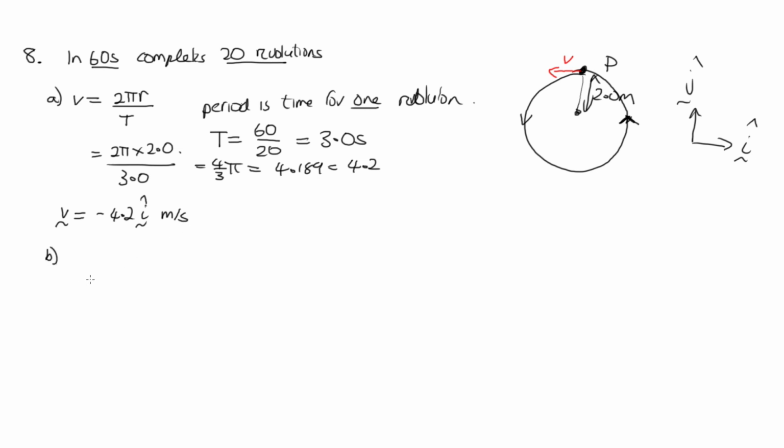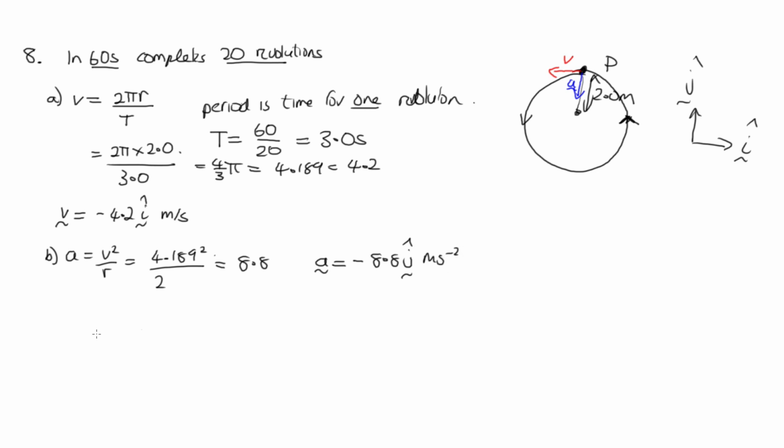In part B, we're asked to write an expression for the acceleration in unit vector notation. So considering the acceleration here is directed towards the center of the circle like that, it's going to be in the negative J direction. And we know that a is equal to v squared over r. So we can substitute in, we worked out the velocity here, 4.189 squared, and the radius was 2. So we can work out what this is. This is 8.8. So this tells us that the acceleration in unit vector notation is minus 8.8 J meters per second per second.